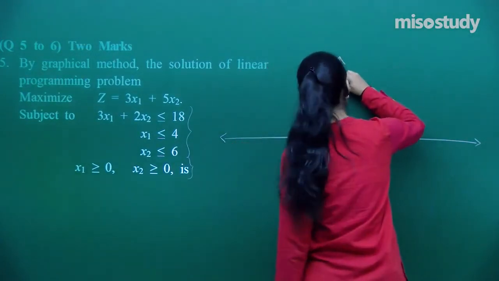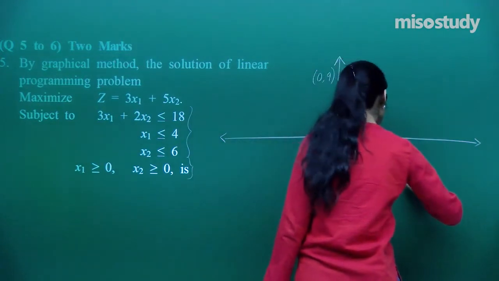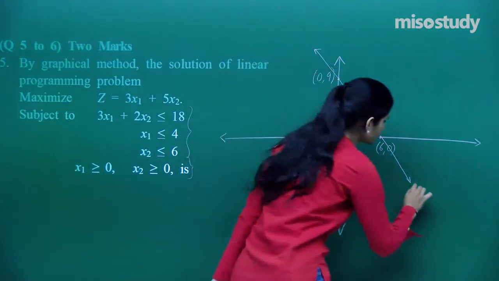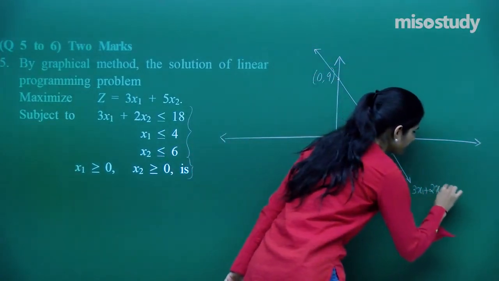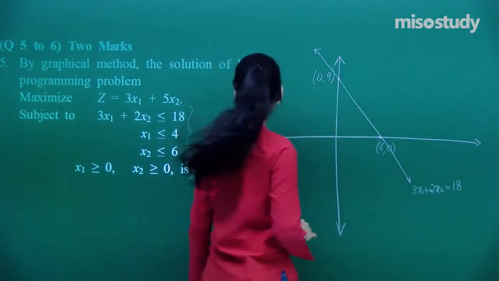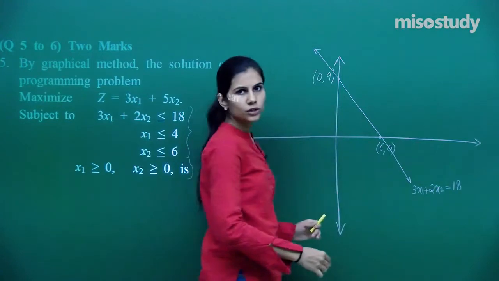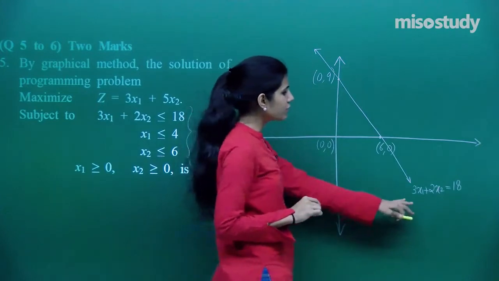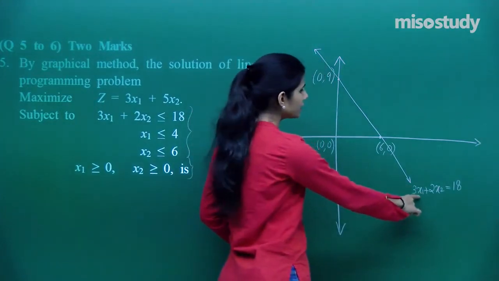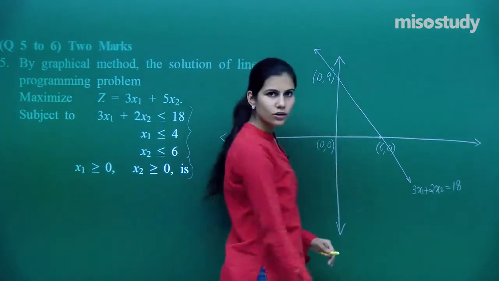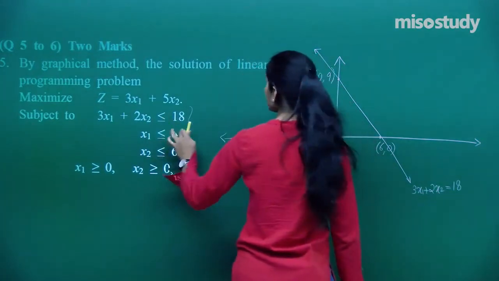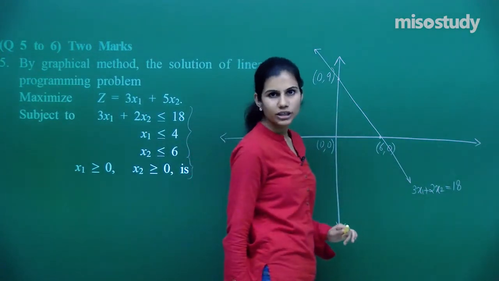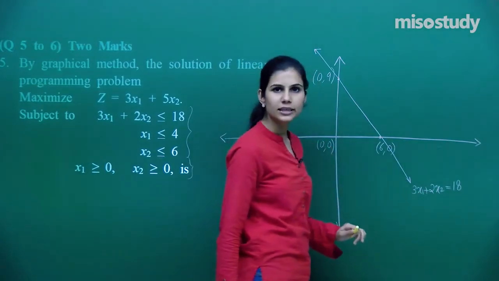Fine. If you join them, this gives you the equation of the straight line 3x1 + 2x2 = 18. You are interested in 3x1 + 2x2 ≤ 18. So all these points will definitely come. I need to decode which are the points which satisfy 3x1 + 2x2 ≤ 18. For that, put x1 = 0, x2 = 0 because (0, 0) is not lying on this line. This gives you 0 + 0 < 18, which is true. So everything on this side of this line is going to be my region represented by 3x1 + 2x2 ≤ 18.